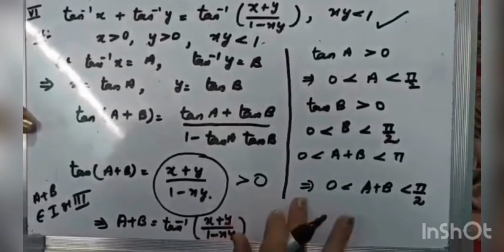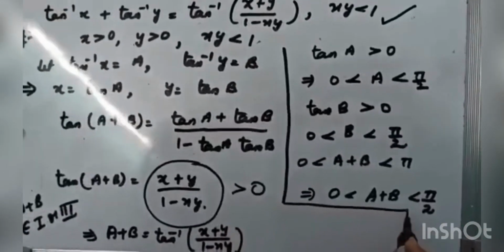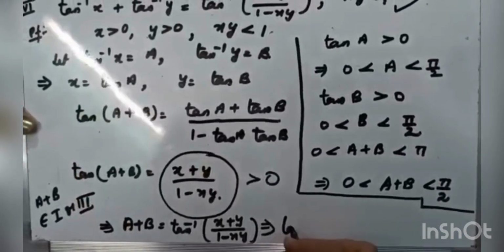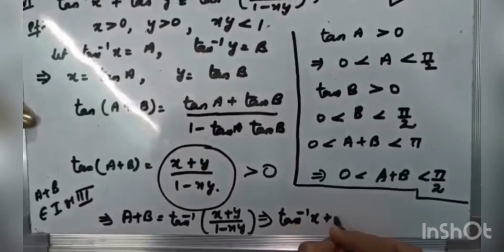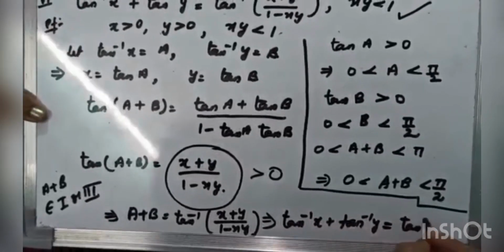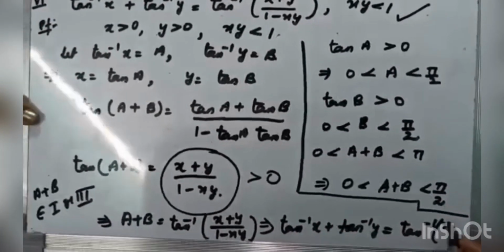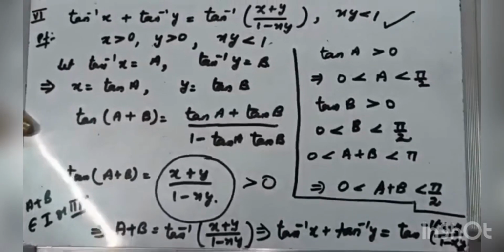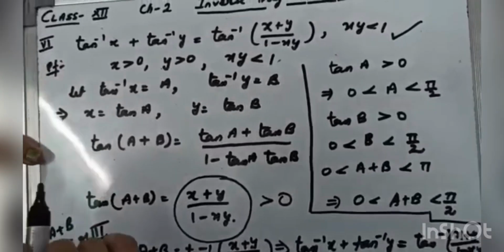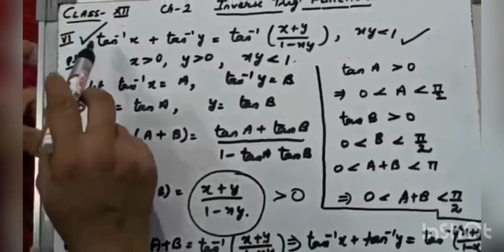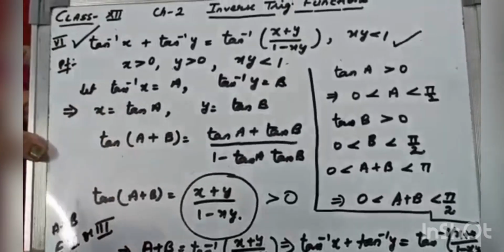And if we put the values of a and b, we get the required result, because our a is tan inverse x, b is tan inverse y, and this is equal to tan inverse of x plus y over 1 minus xy. So hence we can prove such results, but for your questions only the formulas are applicable. Proofs you can only understand for your concept.